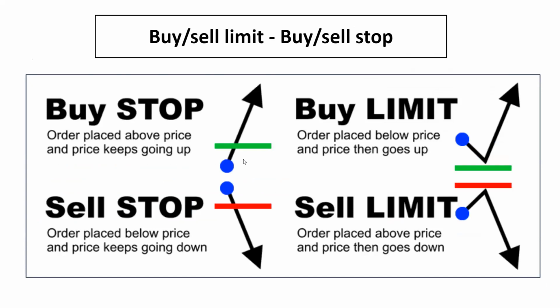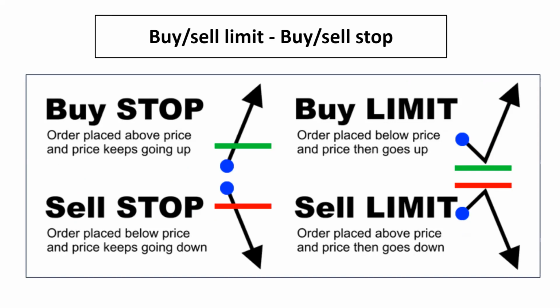So what is a buy limit? These are orders. In the market we have 3 orders. We have market execution, where you open a trade manually and say buy now or sell now, and your trade goes into the market at the same time. And then we have limit orders and stop orders.